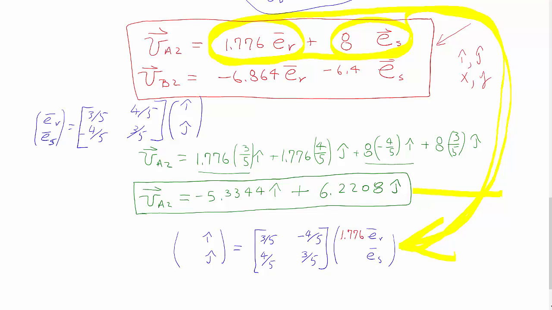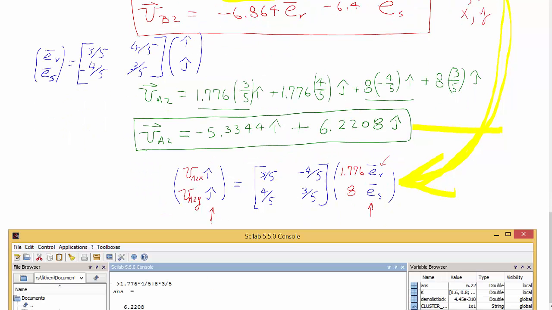1.776 and 8. So what will go right here will be VA to X, VA to Y. Now let's see what happens to this. I can't very well enter the base vectors, but I know if I multiply that base vector times 1.776, I get this. So it's implied that these base vectors are sitting in this vector right here. So let's slide this down, go up and take Scilab, and let's take a look at this.